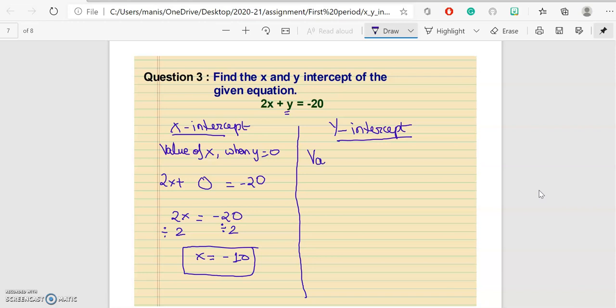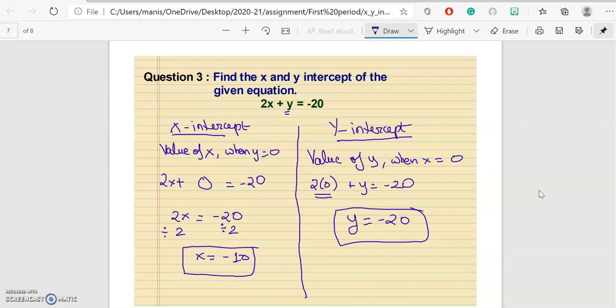For the y-intercept, value of y when x is equal to 0. So again 2 times 0, because I will take this x as 0, plus y is equal to -20. This will be changed to 0, so y is equal to -20. That is your answer over here.